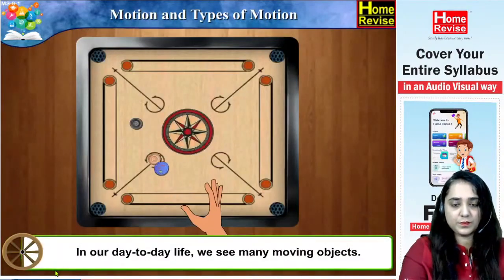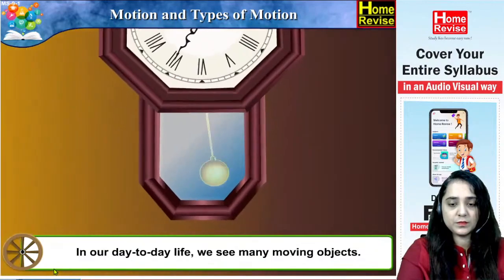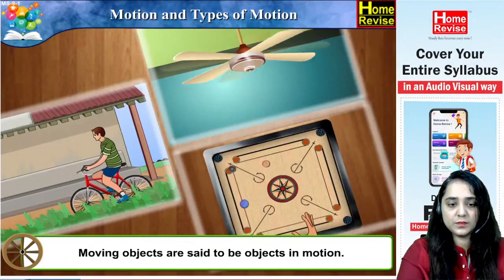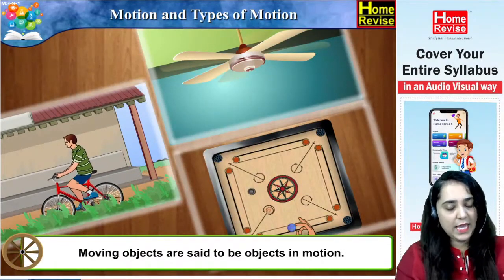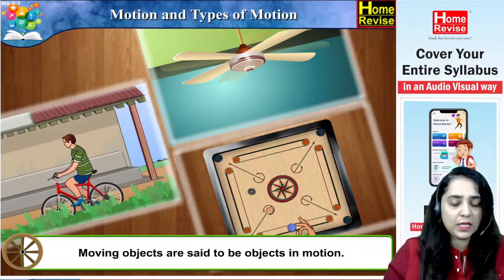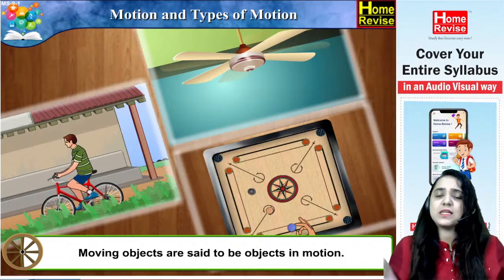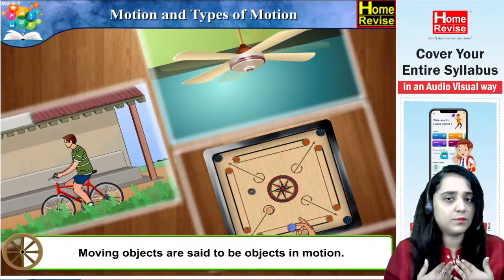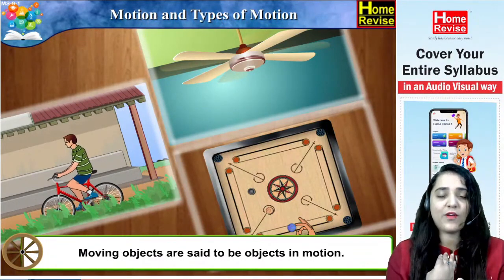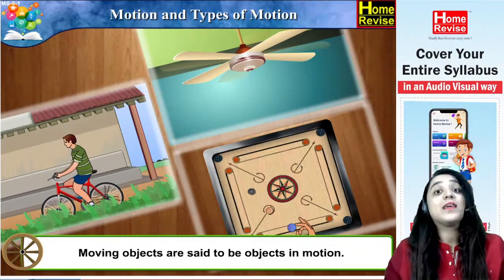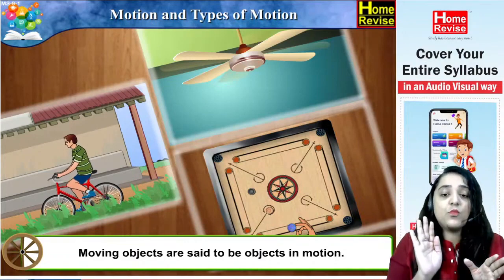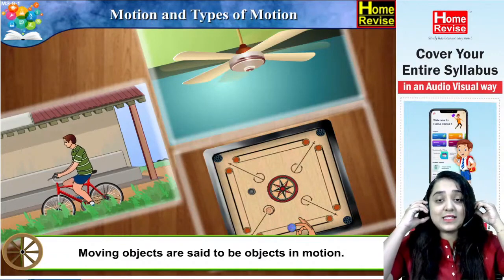Students, you must have noticed that in our day-to-day life, we see many moving objects. Moving objects are said to be objects in motion. Yes. So we say that an object is in motion. Then what does exactly mean? This means that when, for example, I am sitting at a particular place, am I in motion? No. If, for example, I am walking, अगर मैं चल रही हूँ, if I am walking, then I am in motion. Yes. So when I am walking or something, any of the object is moving, then we say that the object is in motion.